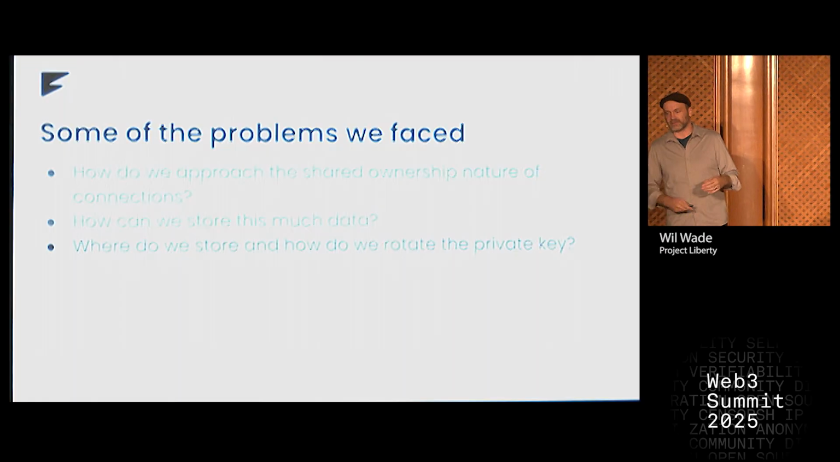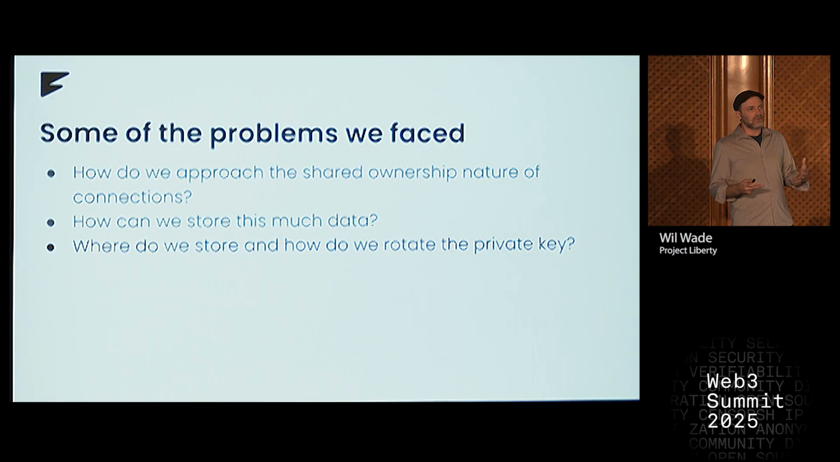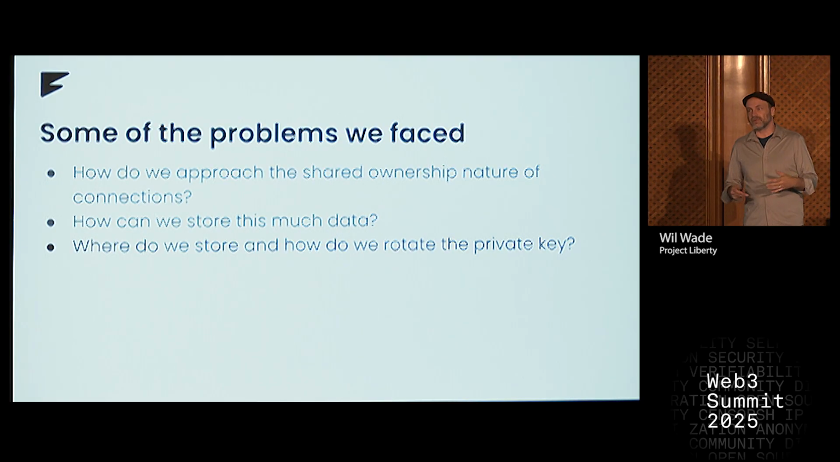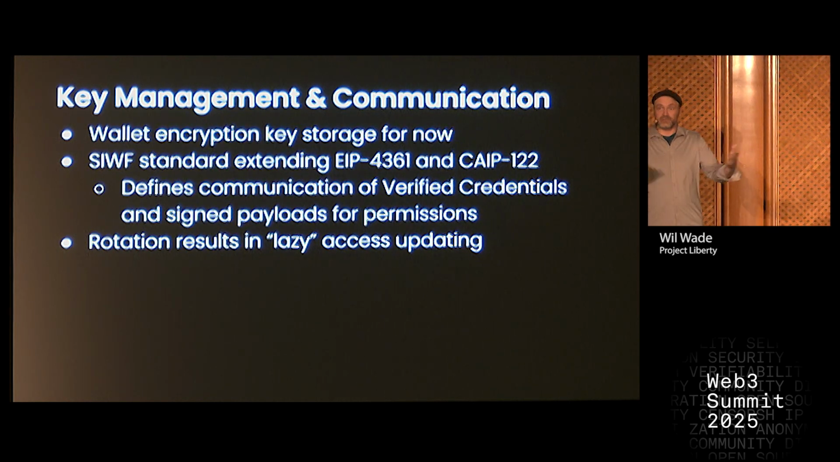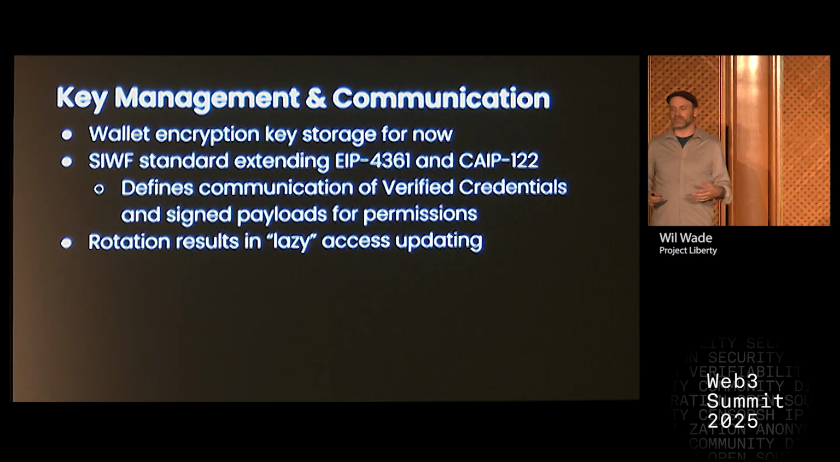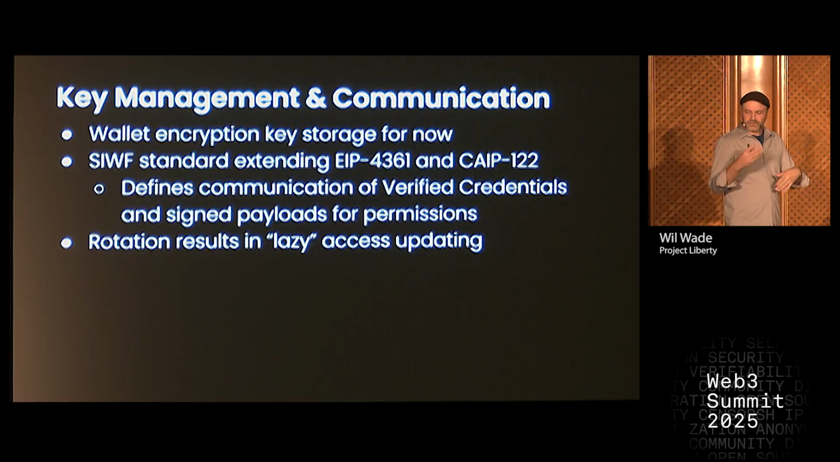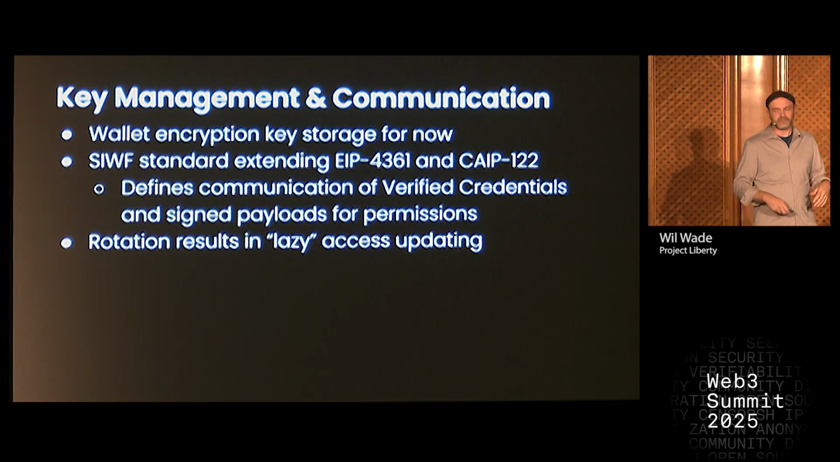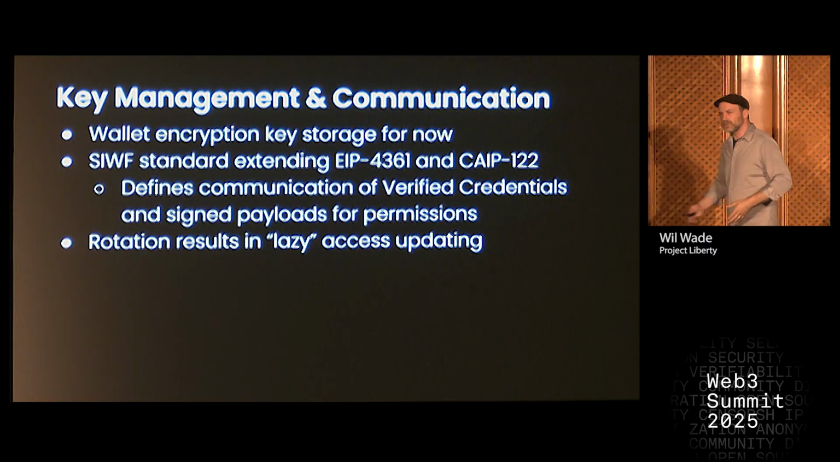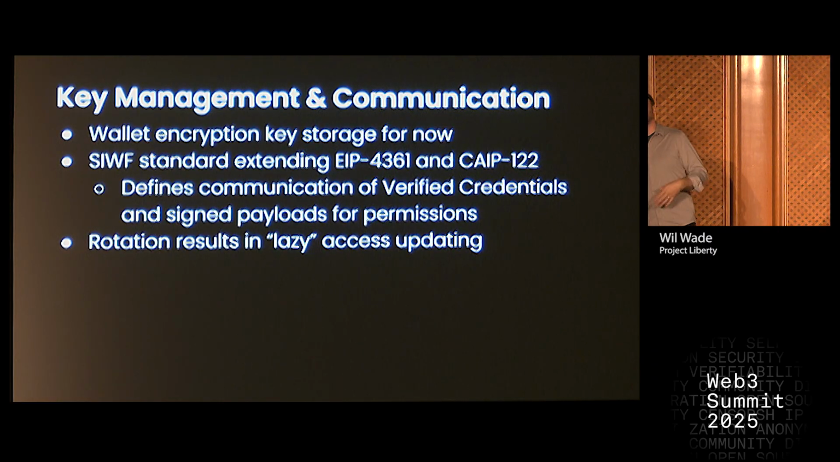And finally, the old classic problem of any encryption system: how do you store the key and how do you rotate the key? So we have, fortunately, a system to distribute the public keys. The blockchain works very well for letting everyone know that something changed. But we also, right now, are using just wallet encryption. The wallet stores that encryption key and is able to, through a Sign-On with Frequency standard that extends EIP-4361 and CAIP-122, allow at login time for an application to say, I would like access to your social graph, and then you can confirm that that access is allowed. The updating is lazy for applications, because if you rotate your key to remove one application, you have to then let the other applications eventually know that new key data.